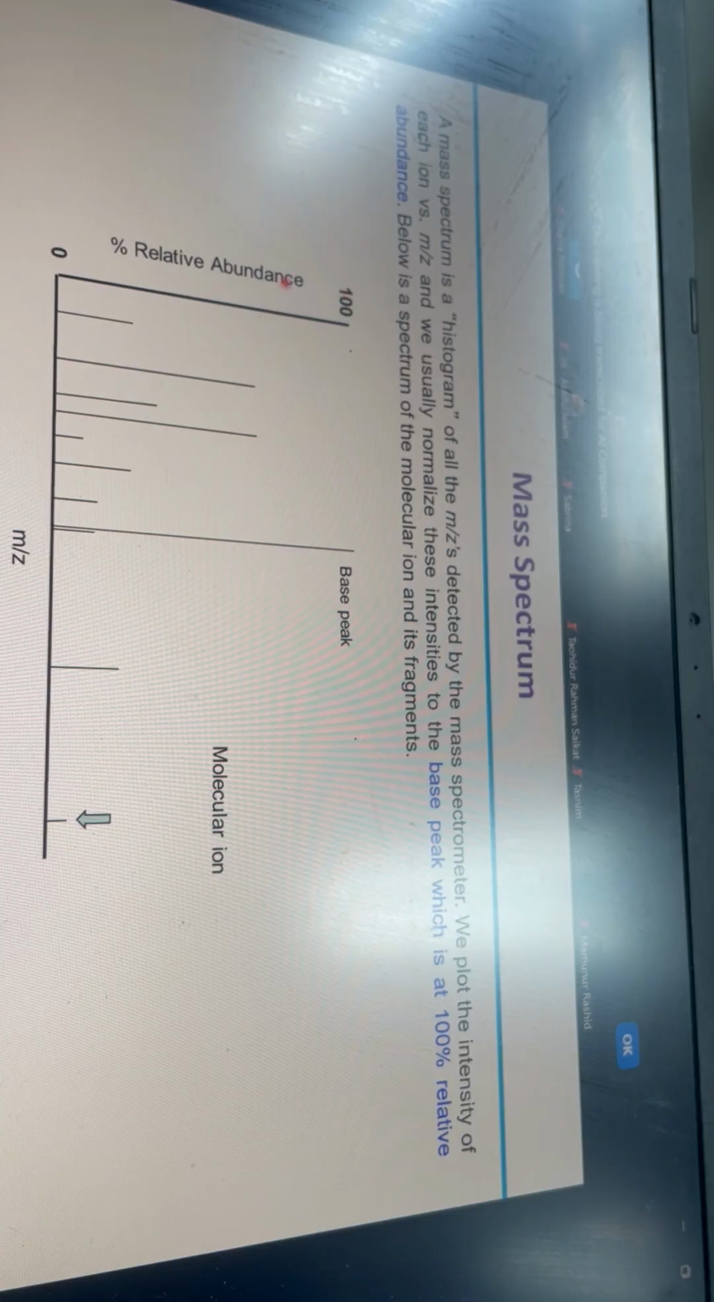On the y-axis you see abundance. You can see absolute abundance or relative abundance. Relative abundance is 0 to 100, while absolute abundance is whatever you are getting, like 10 to the power 7, 8, 9, or 15. It depends on what type of mass spectrometer you use. And then you have the base peak, which shows 100% abundance.